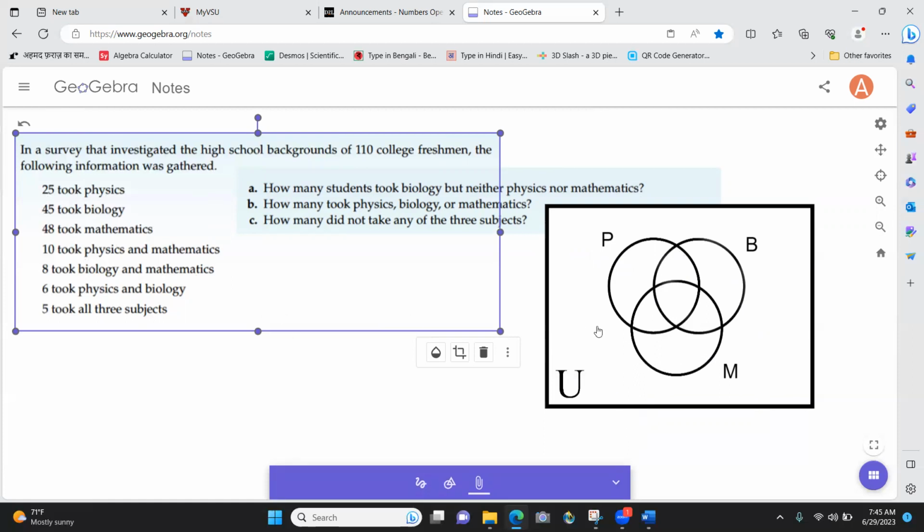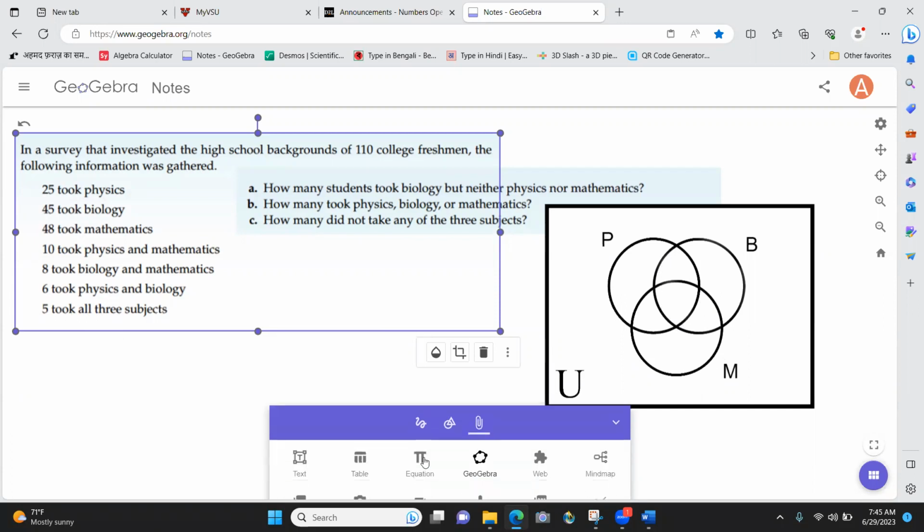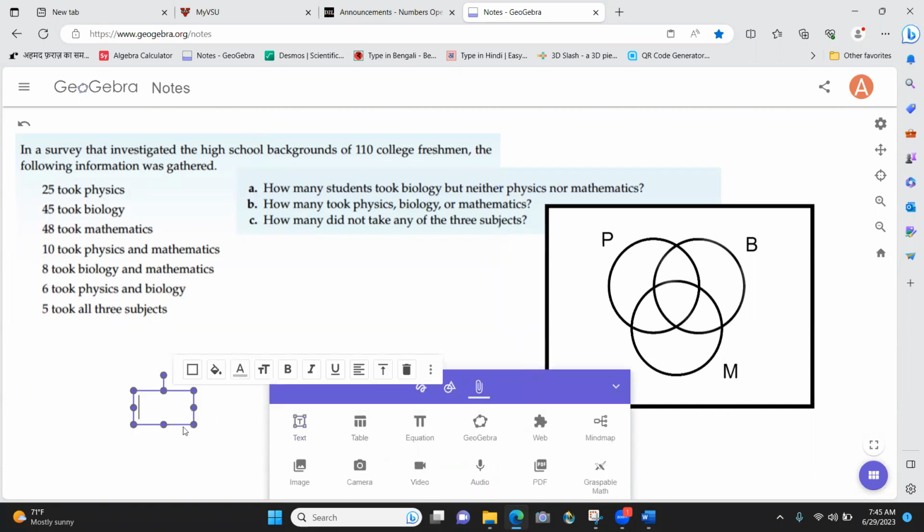10 took physics and math. This football that's shared by math and physics should add up to 10. The football that's shared by both biology and mathematics should add up to 8. The football shared between physics and biology should add up to 6. Now, 5 took all three subjects. That's very important, okay? I'm going to put 5 now in the middle. That's extremely important that you have to understand from the center.